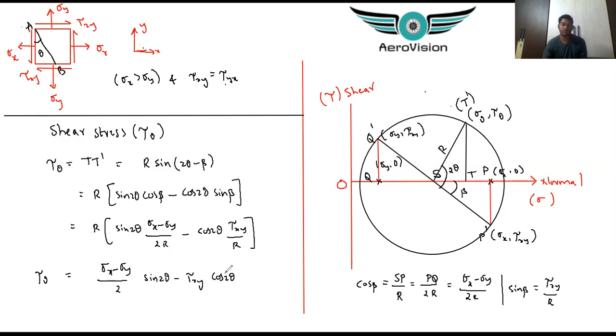So these are nothing but the analytical solutions obtained by considering the equilibrium equations. But you can directly calculate these values by using the Mohr circle, just by plotting. The resultant stress sigma r can be given by the square root of sigma theta square plus tau theta square, which is the resultant stress acting on the point.